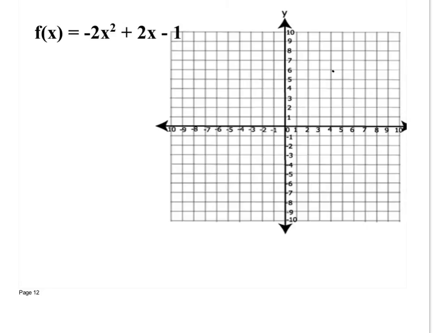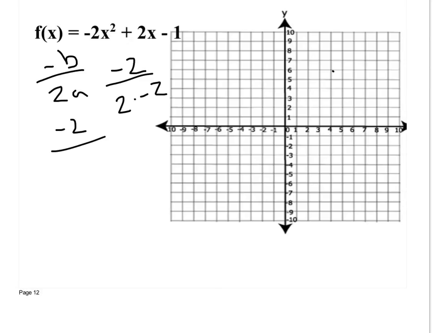All right, so let's graph negative 2x squared plus 2x minus 1. Our step 1 is to find the axis of symmetry using negative b over 2a. So negative 2 over 2 times negative 2, which gives you 1/2. So your axis of symmetry is at the half mark, in between 0 and 1.